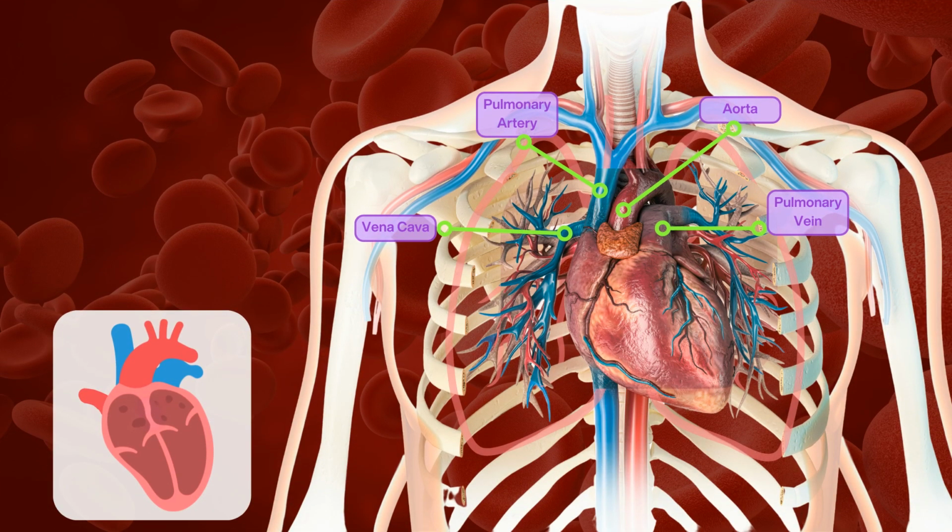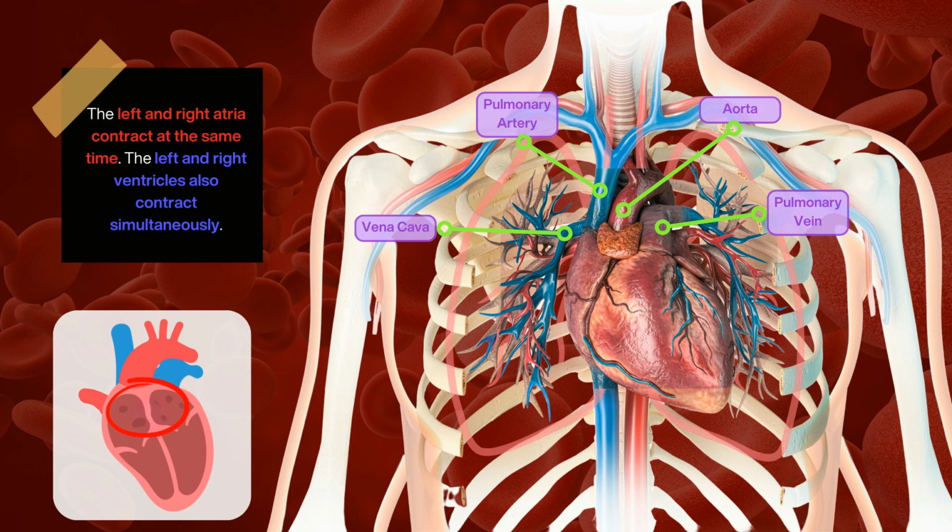Whilst it's convenient to consider the left and right sides of the heart separately, the left and right atria actually contract at the same time. The left and right ventricles also contract simultaneously. Let's break down what happens at each stage during a heartbeat, step by step.